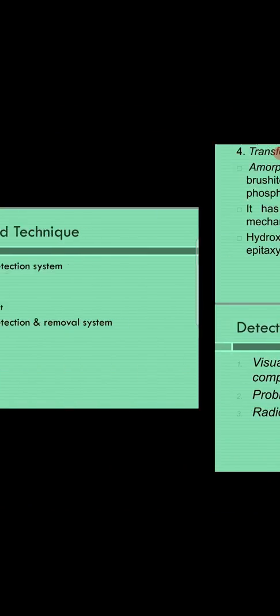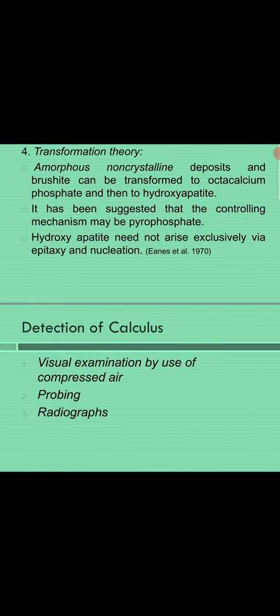How do we detect calculus? We detect calculus by three methods. Number one is visual examination by use of compressed air. Second is probing, and third is radiograph. First is visual examination by use of compressed air.